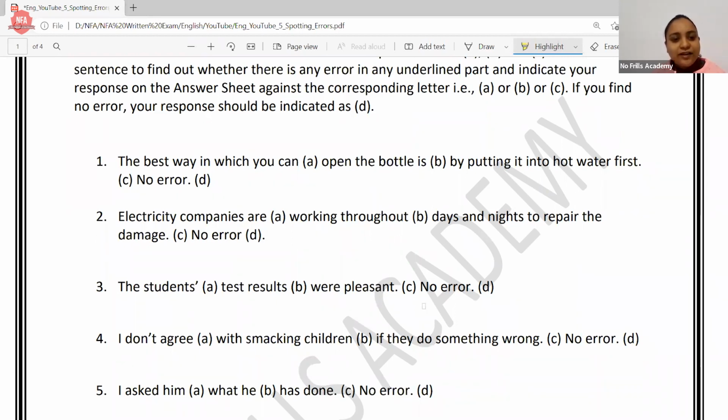Next, I don't agree with smacking children if they do something wrong. I don't agree, A; with smacking children, B; if they do something wrong, C; No error, D.